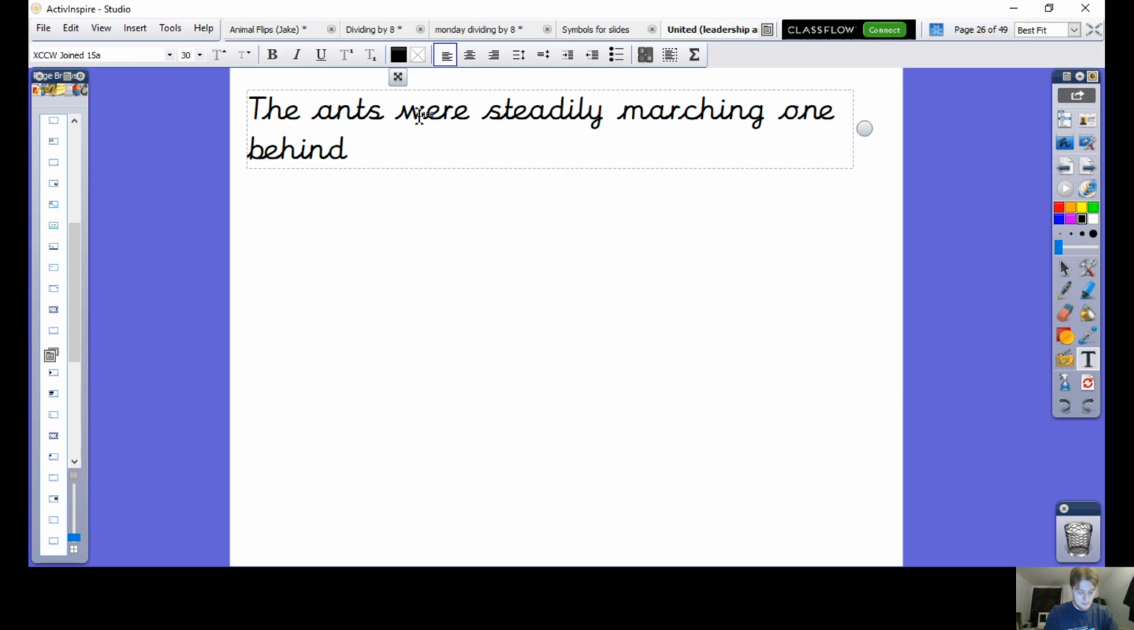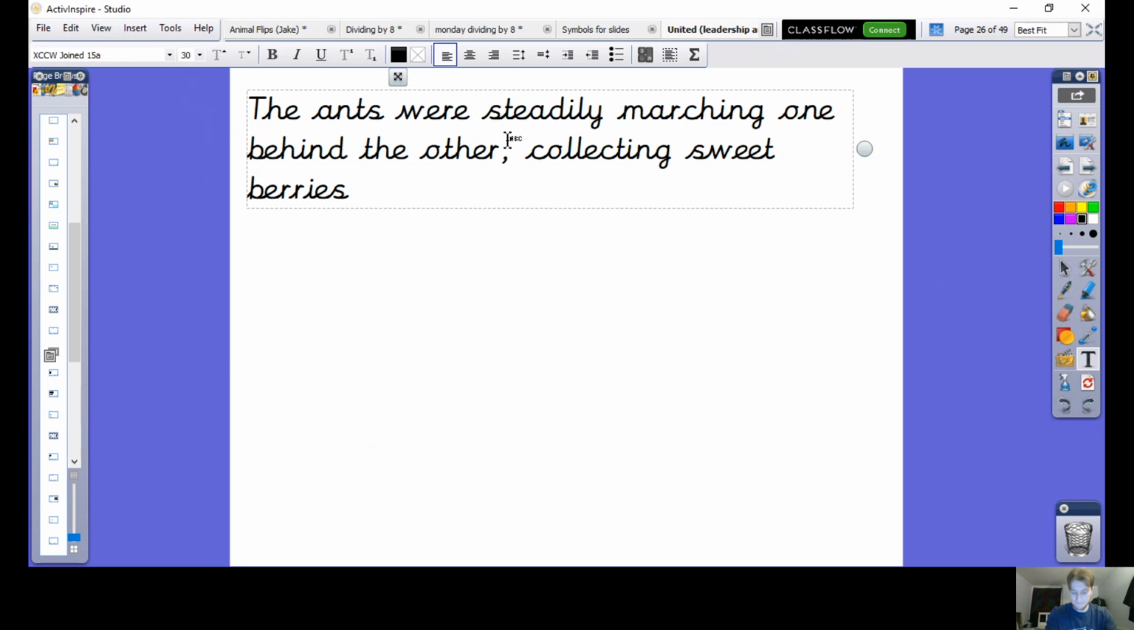I'm going to use one behind the other. You see, I've also used a preposition here, one behind the other, describing where the ants are. Comma, collecting sweet berries. My noun phrase there. And I'm going to mention two fruits: sweet berries and tangy nuts as well.